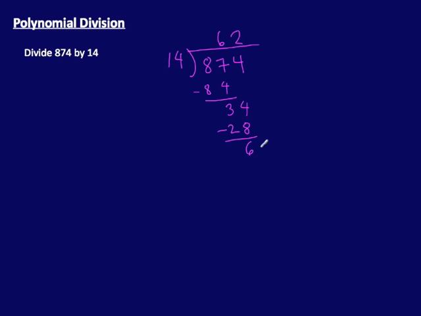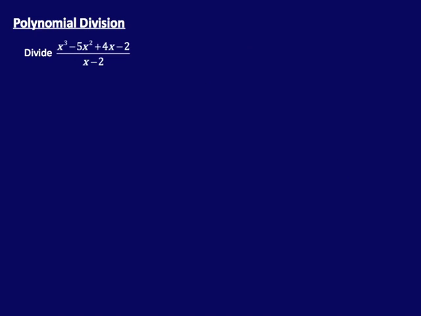Now 14 doesn't go into 6 since 6 is smaller than 14. So what we do is we write 6 over 14 as our remainder up here. Now 6 over 14 can be simplified to 3 over 7, so you can have 62 and 3/7 as your answer.